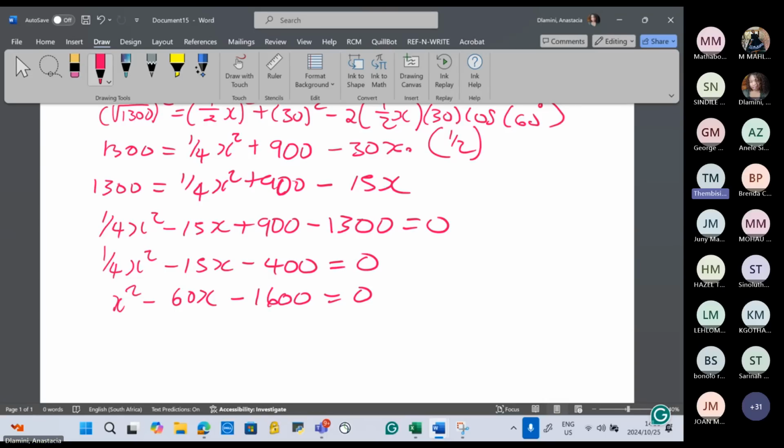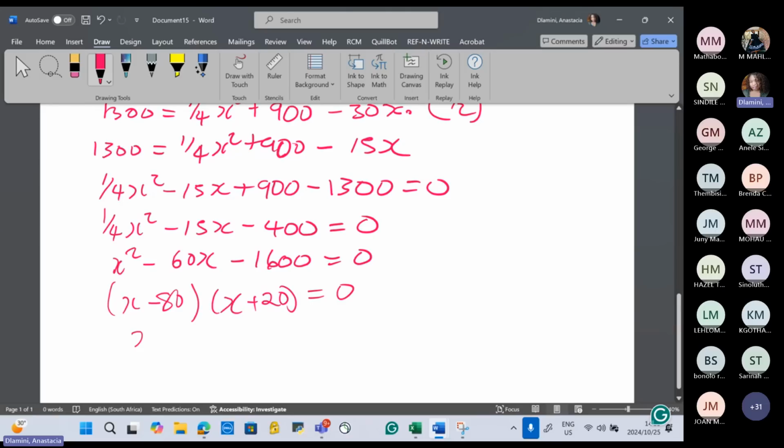Factorize. Which two numbers, when you multiply them, give you 1,600, and when you subtract them, give you 60? It's going to be 80 and 20. Yes. So this is x minus 80, x plus 20, equals that.